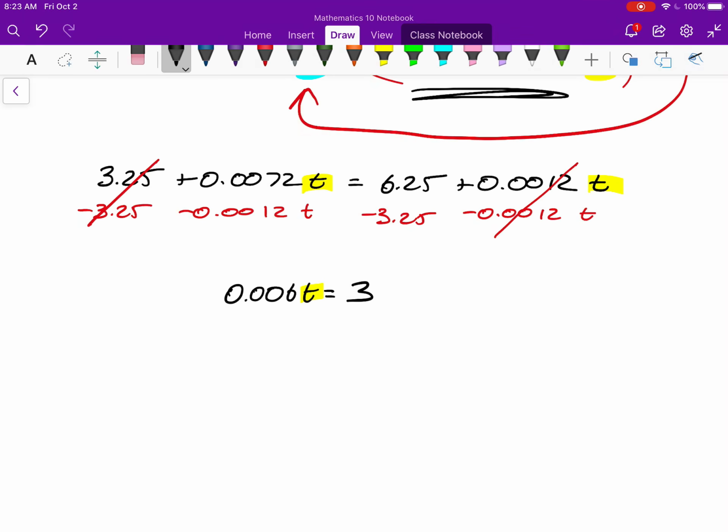And so finally, to figure out what t is, I just need to divide both sides by the coefficient right here, 0.006. And whatever 3 divided by 0.006 is will be my answer for t, which comes to 500. So now, what does that mean? Well, 500 was t. T is hours of use. So this tells me, after 500 hours of use, at that instant, the two bulbs cost the same.